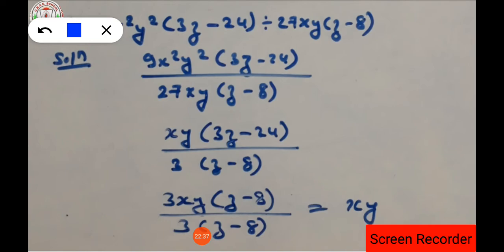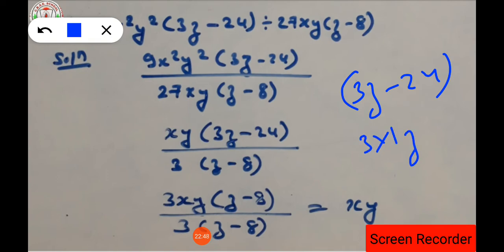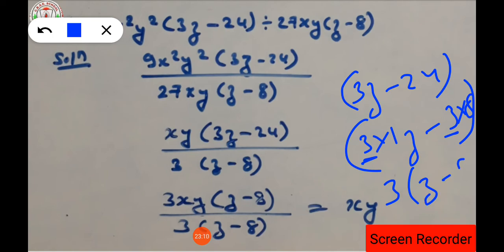So once more I will explain. Among the terms 3z minus 24, from this we have to take common. Now 3z can be written as 3 into 1 into z, and minus 24 can be written as minus 3 into 8. Can we write like this? Now which is the same term over here? That means the same number should be present in both terms. So here 3 is the same in both terms, so 3 is taken common. So what is left out? That is 1z, that will be z itself, minus 8. So in this way we take common. Clear?